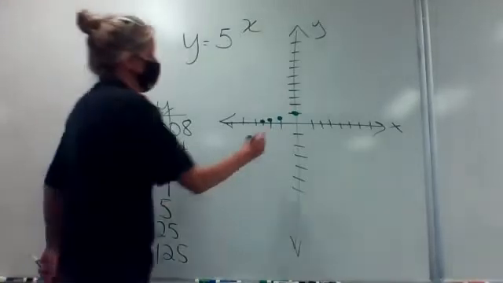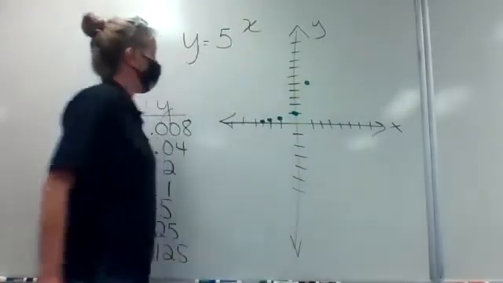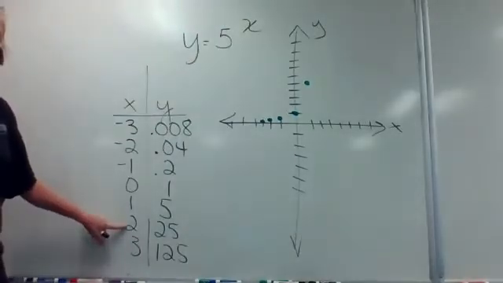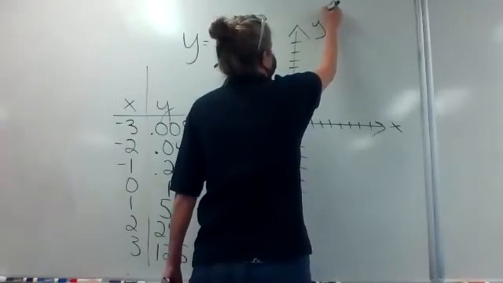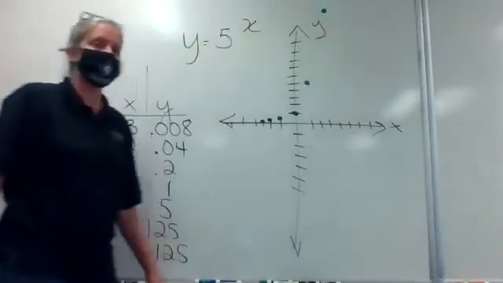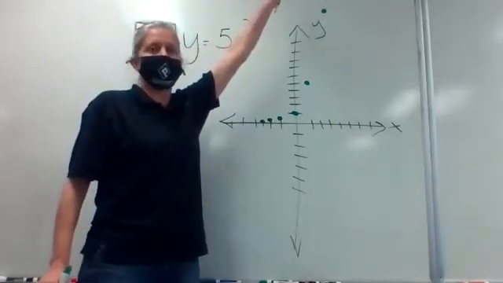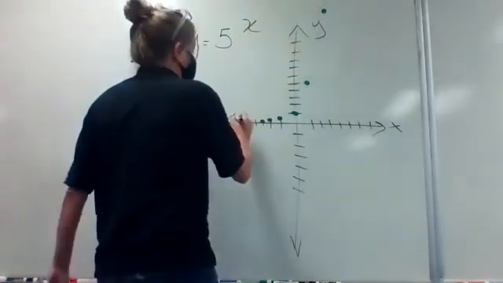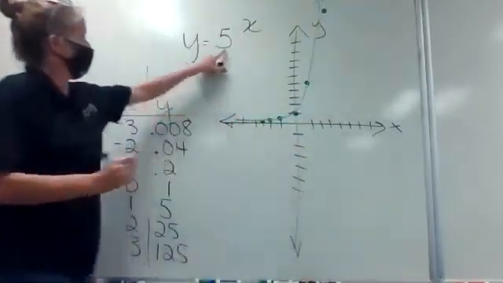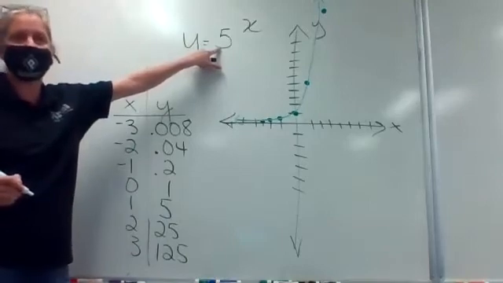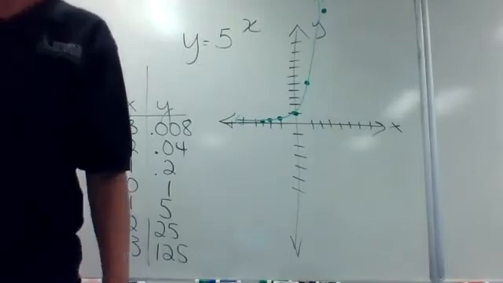To the right 1, up 5. But then look what happens when your x is 2, your y is 25. So to the right 2, and you're already up to 25, which is already going off the charts. And then once you get to 3, you're up above to where we can even see, right? So that's why this one's actually a lot steeper than the last one because of this 5 right here instead of 2. That's what's making the curve be steep.